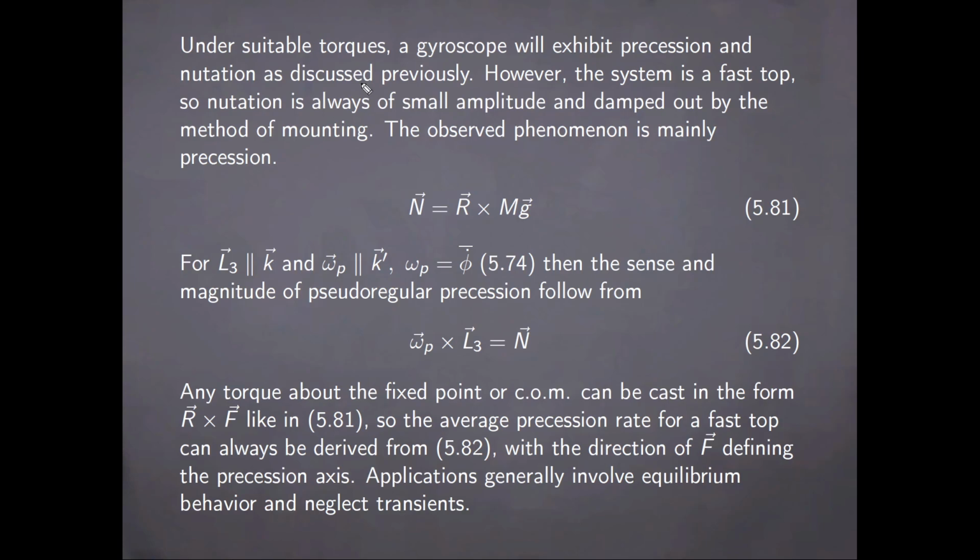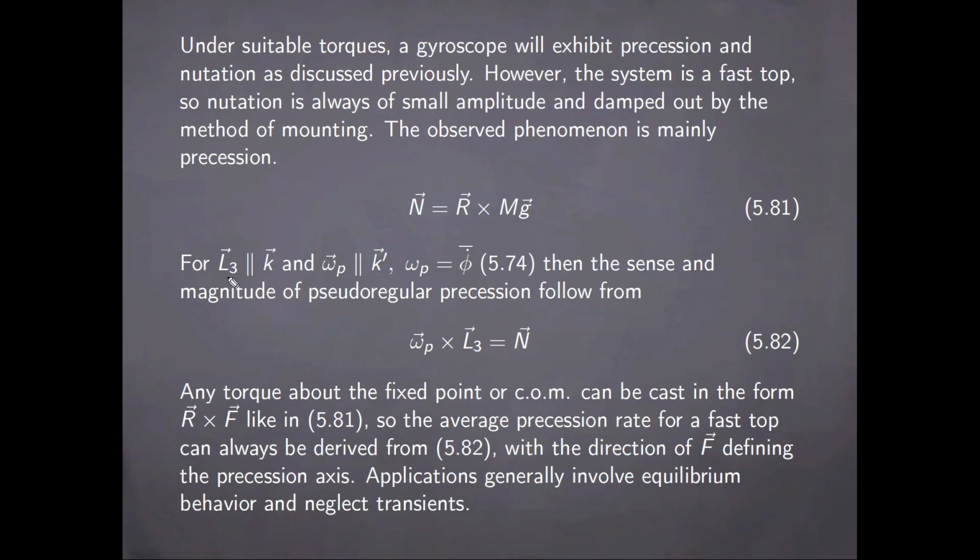Under suitable torques, a gyroscope will exhibit precession and nutation as discussed previously. However, the system is a fast top, so nutation is always of small amplitude and damped out by the method of mounting. The observed phenomenon then is mainly precession. Now, in the case of a gyroscope, the torque is given by the cross product here.